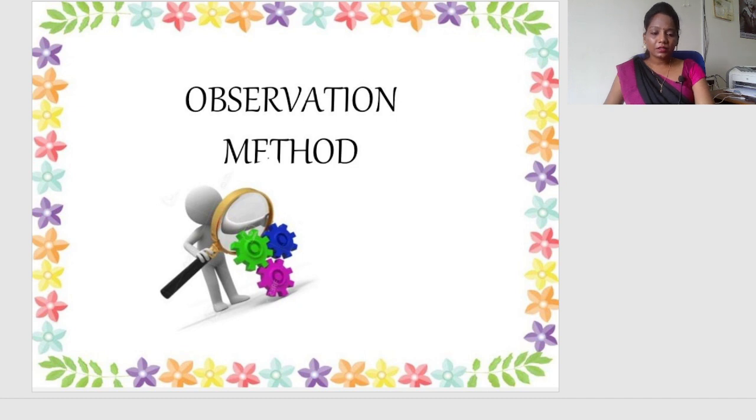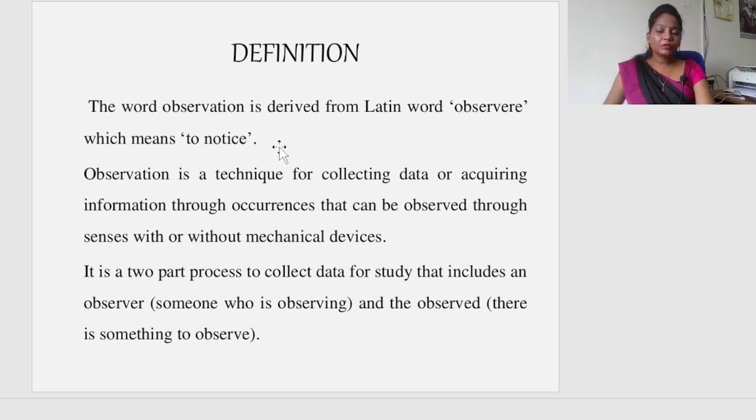So what is observation? The word observe means to notice. So observation is a technique for collecting data or acquiring information through occurrences that can be observed through the senses, with or without mechanical devices. Mechanical devices means you can consider CC cameras and so on. Sometimes with your own senses, you can observe: you can listen, you can see, you can feel, you can touch. These are what we call to notice. It's a method of collecting data from the samples or objects by using your senses, with or without mechanical devices.